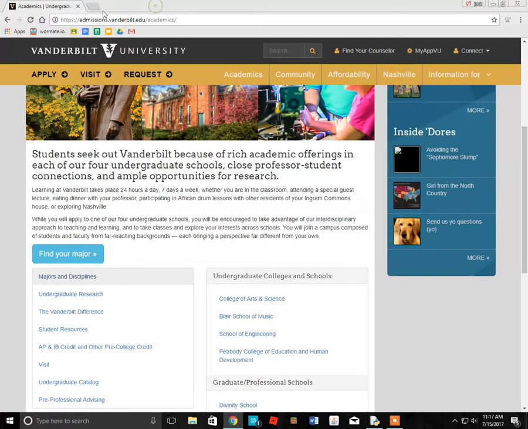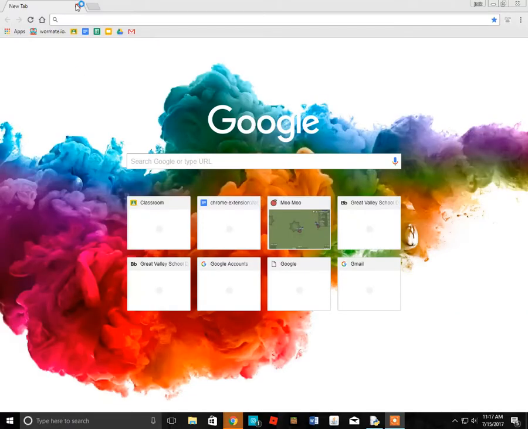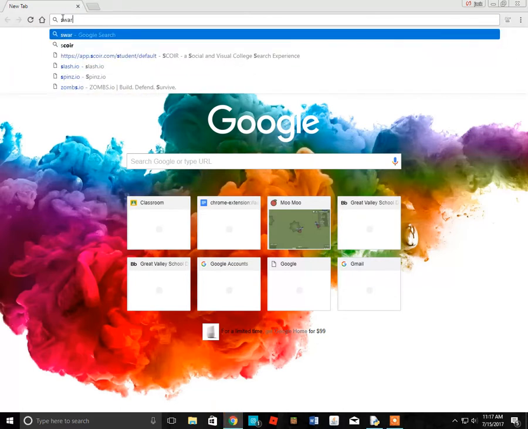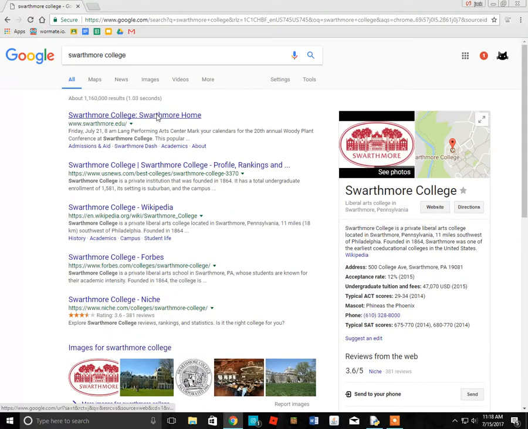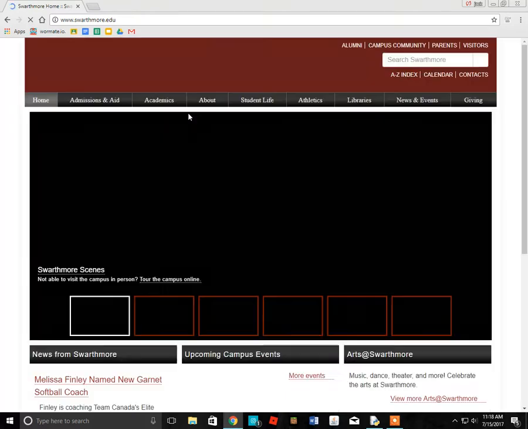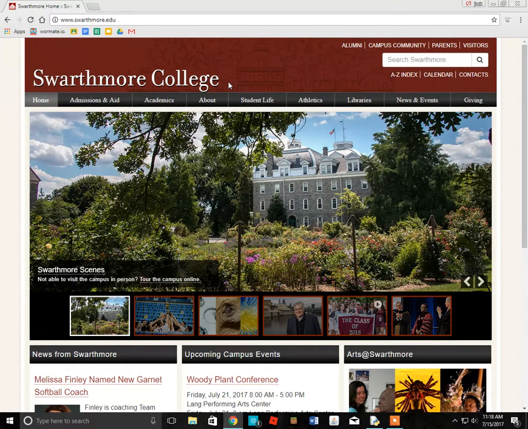Let's take a look, just for comparison, at a different school. We're going to look at a really small school. Let's look at a very small private liberal arts school that is highly competitive, Swarthmore College. This is truly a liberal arts school. You will not find any pre-professional or technical programs here. So this is Swarthmore College. Population is under 2,000 students.